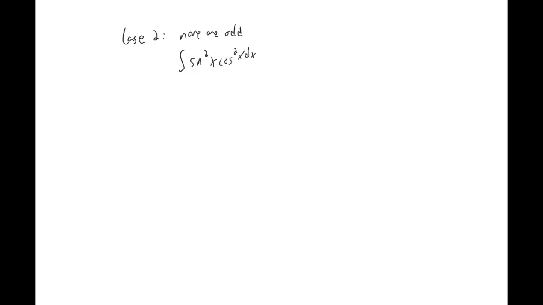When it was odd, it was nice because I could make that odd number an even number by taking out one copy, and I reserved that for du, and then I changed that even number to the other, like sine to cosine, or cosine to sine, right? Here I can't do that. I basically have nothing for du. That's sort of the issue here.